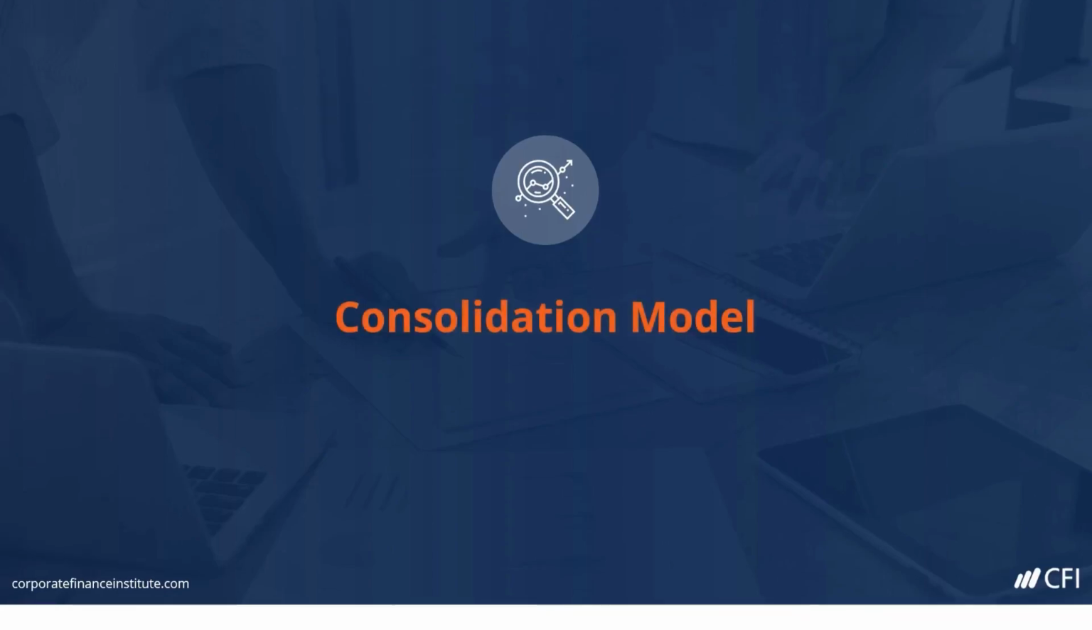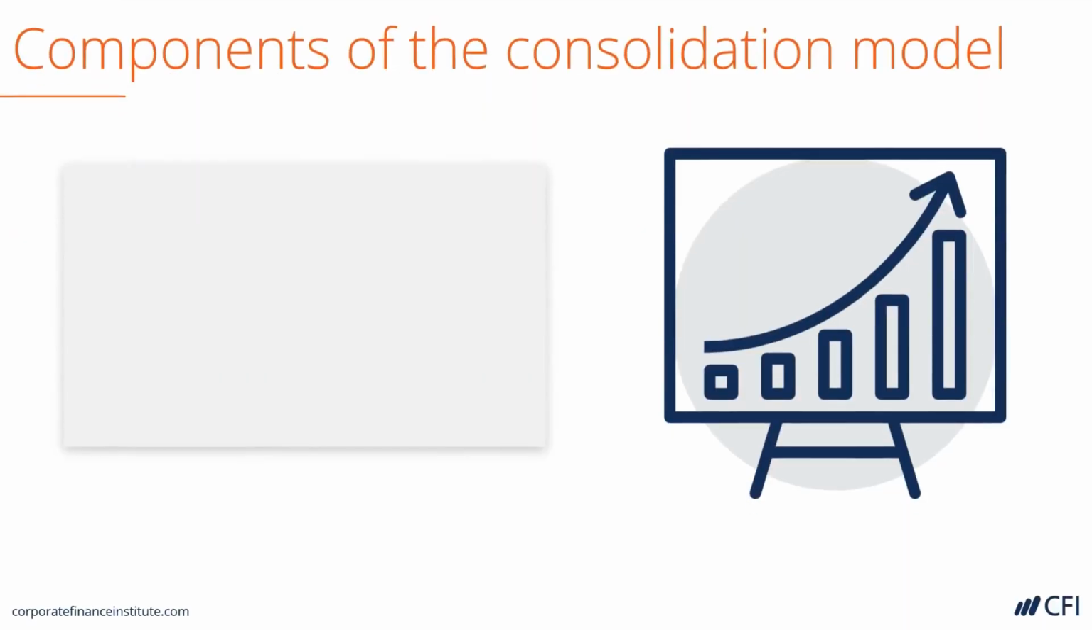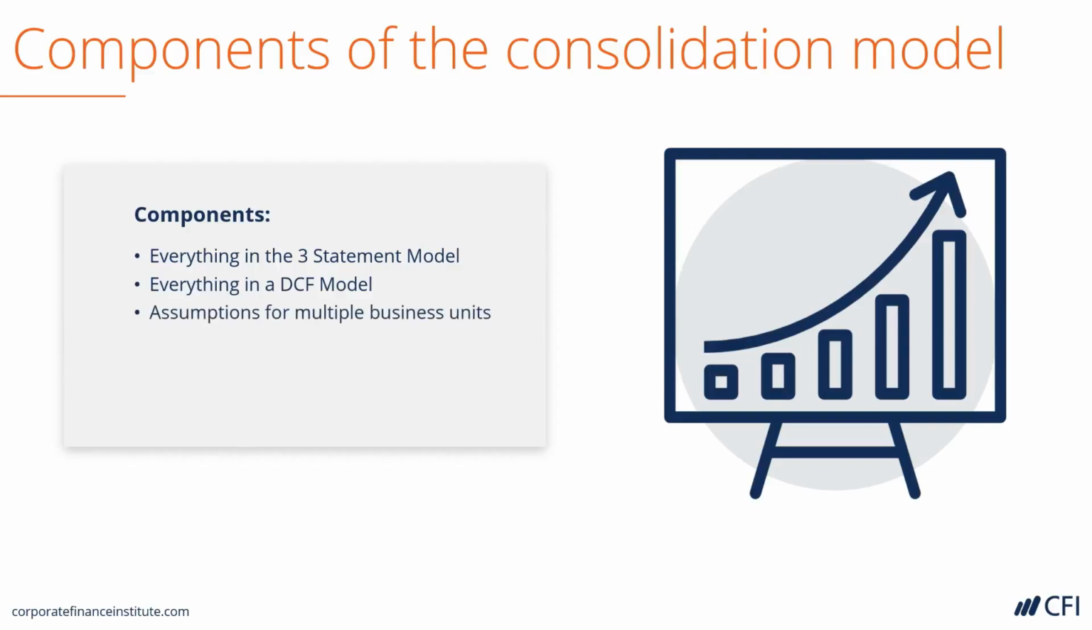Consolidation Model. Let's look at the components of a consolidation model. It has everything in a typical three-statement financial model, meaning assumptions and each of the three statements. It has everything in a DCF model as well, meaning the calculation of free cash flow and net present value. And then it has assumptions from multiple business units.